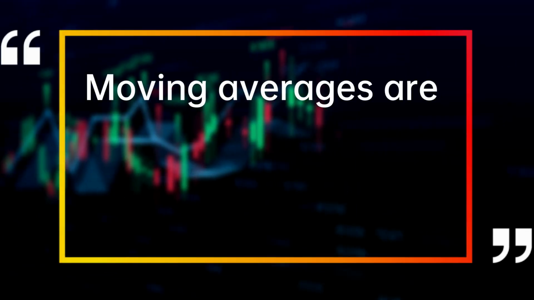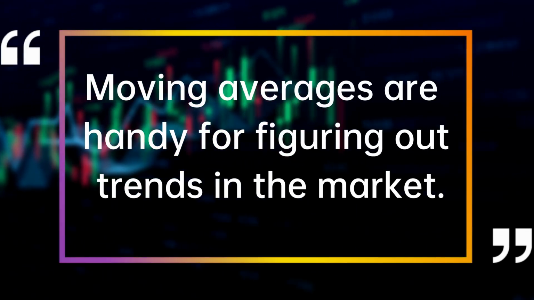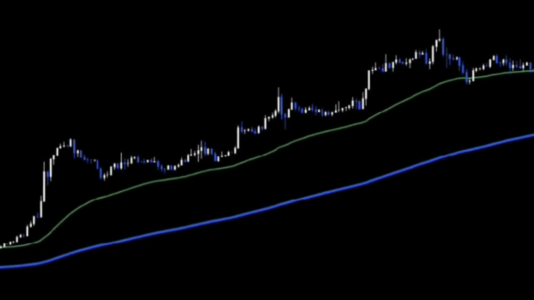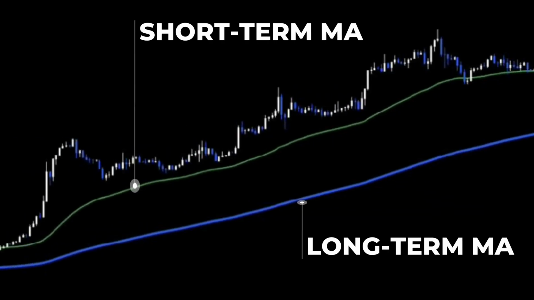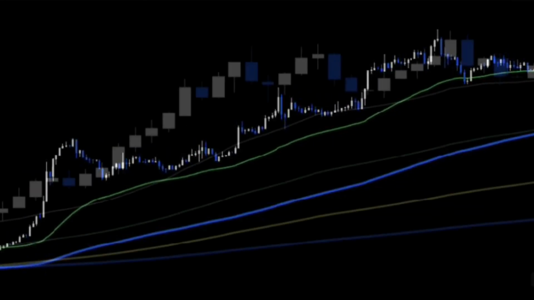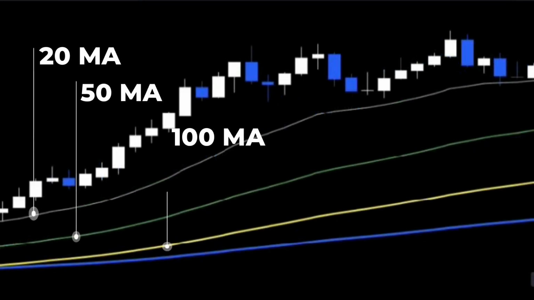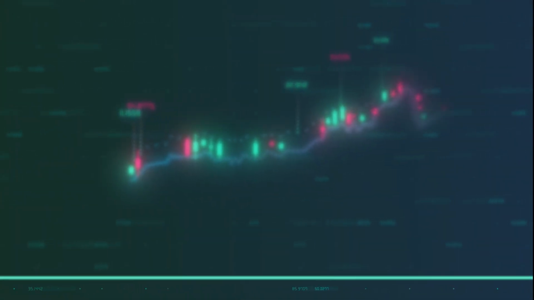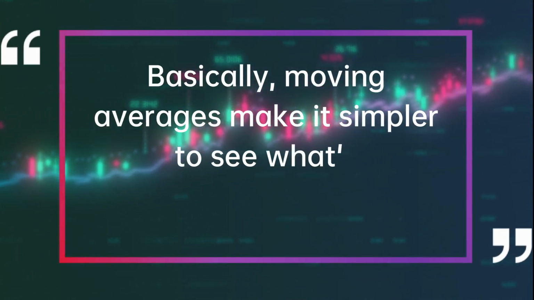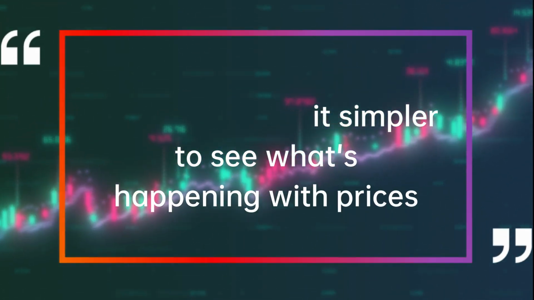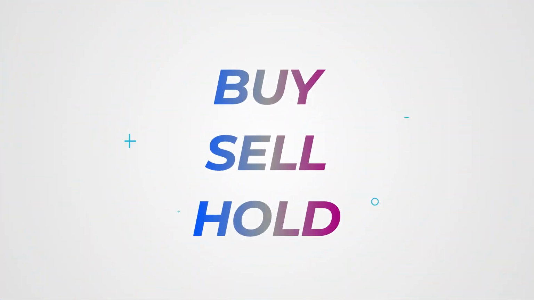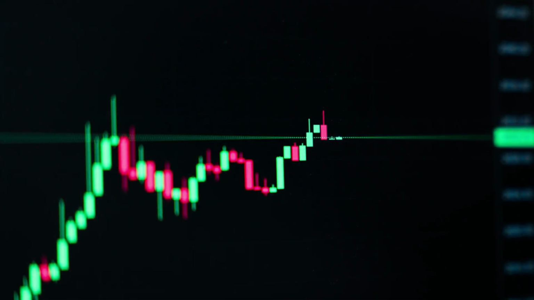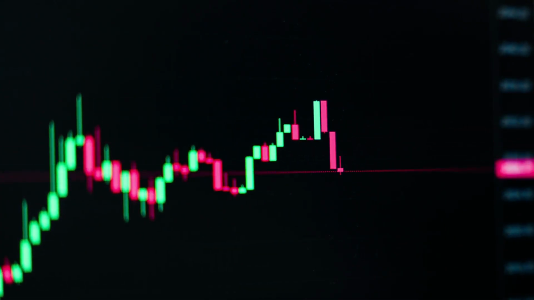Moving averages are handy for figuring out trends in the market. You can use different ones for short-term or long-term trends. Some popular ones are 20, 50, 100, and 200. Basically, moving averages make it simpler to see what's happening with prices, so you can decide whether to buy, sell, or hold on to something. But there are some specific ways to use them that can help us make better trading decisions.